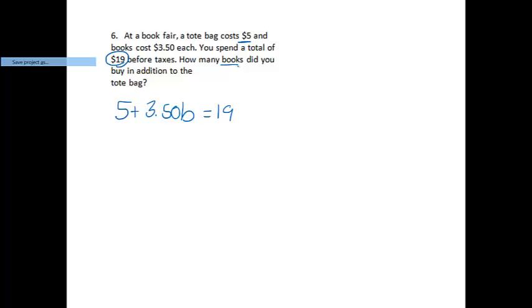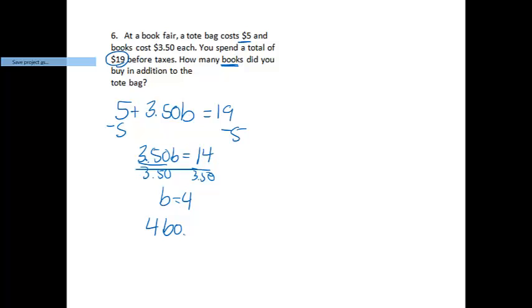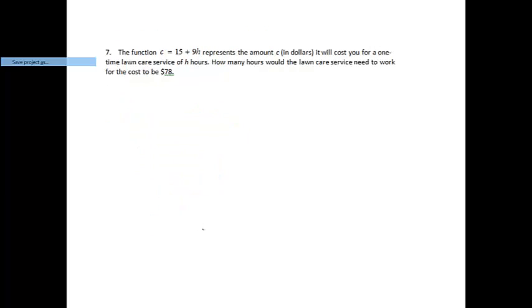And then from here, it just says how many books did you buy in addition to the tote bag. So we would like to solve for B. So this is just a normal equation now that we're going to solve. If I want to get B by itself, the first thing that I'll do is subtract 5 from both sides. So now I'm going to have 3.50B is equal to 19 minus 5 is 14. And then from here, if we want to solve for B just like we normally do, even though this is a decimal, no big deal, we're going to divide both sides by 3.50. And 14 divided by 3.5 is 4. So it said, how many books did I buy? We bought 4 books.